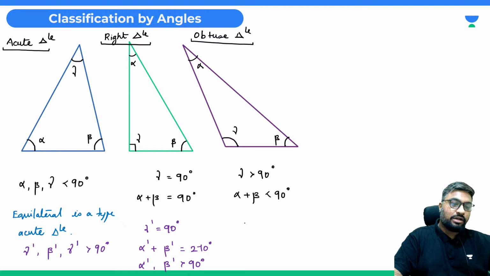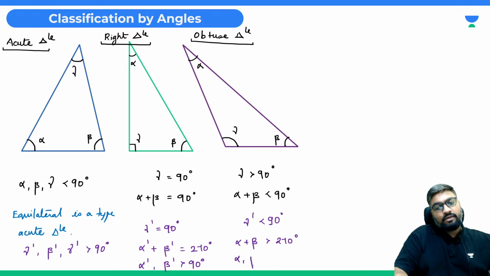What about obtuse angle triangle? Obtuse angle triangle में क्या हो जाएगा? Gamma dash will be less than 90. ये देखो, ये वाला जो एंगल होगा, this angle will be less than 90. Correct? Yes. But the other two angles, ये 90 है. The other two angles, alpha plus beta, will obviously be greater than 90 degrees. In fact, sum will be greater than 270 degrees, and alpha dash and beta dash individually will become greater than 90 degrees. Clear?